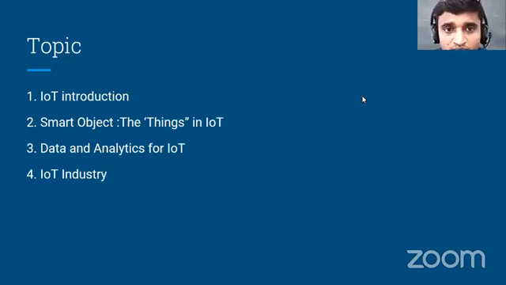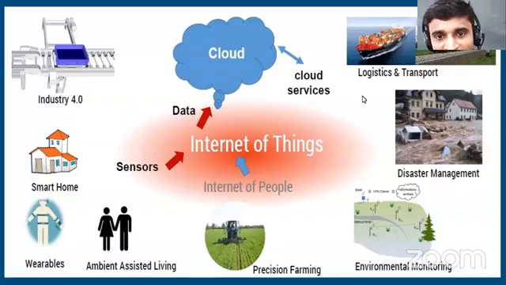Most probably I'm not going to go into the theoretical part, but to the practical part, where we actually apply IoT and all these stuff. These are the areas where IoT is applied: industry, logistics and transportation, disaster management, smart home, wearable devices, embedded assisted living, precision agriculture, environment monitoring, all the stuff where we can use IoT.